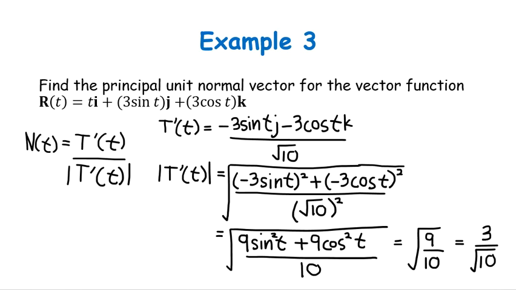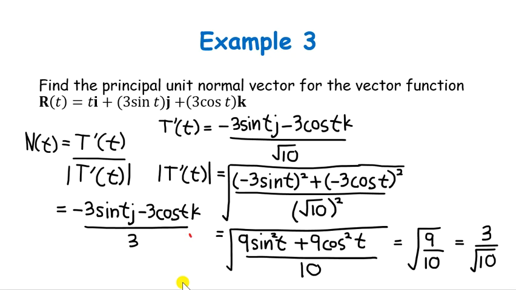Now we already have the components that we need to solve for the principal unit normal vector. So plug in the value for the derivative of the tangent vector, and also the magnitude of the derivative of the tangent vector. You will get negative 3 sin t j minus 3 cos t k divided by 3, which can be simplified into negative sin t j minus cos t k. And that's how you solve example 3.